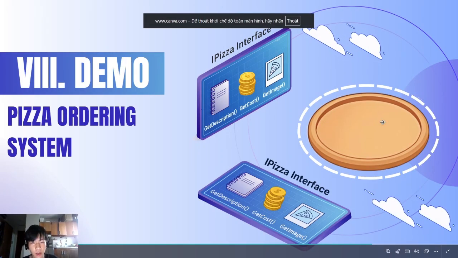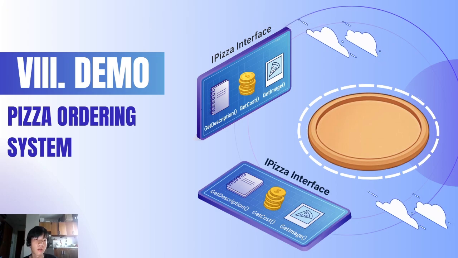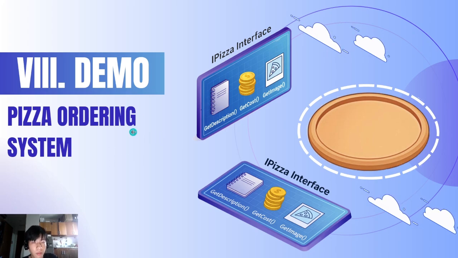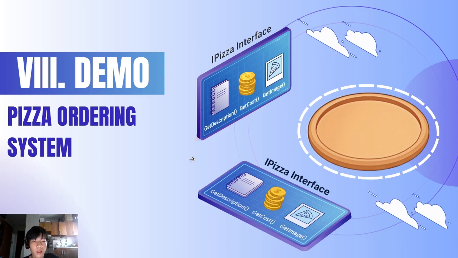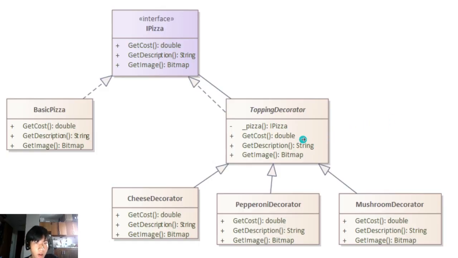So hello, my name is Hans, and I will demonstrate our project, a pizza ordering system using the decorator pattern. The problem we often face is how to add a feature to an object at runtime without changing its code or creating a huge tree of subclasses. The decorator pattern lets us wrap an object at runtime with extra behavior, so we can keep things flexible and small.